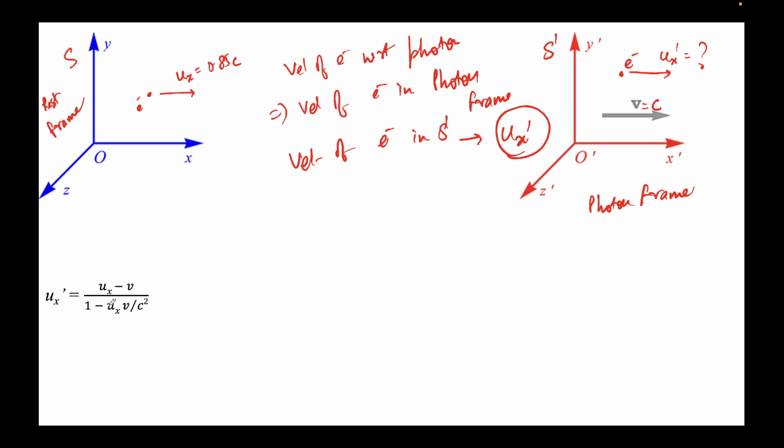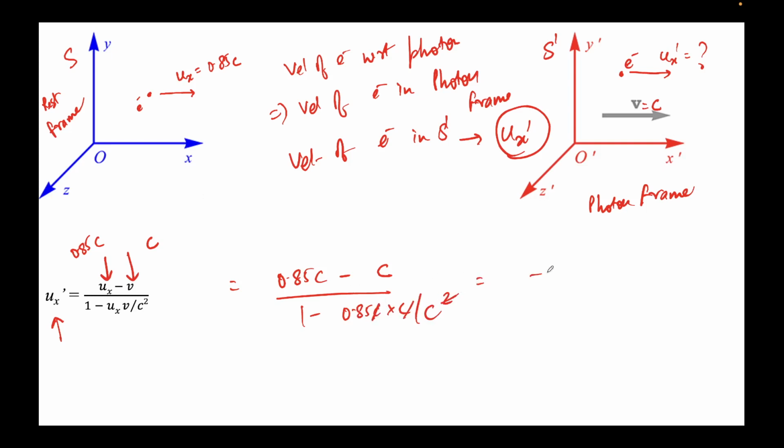We know the formula of ux prime, which is written here. Note, ux was the velocity of the object in the rest frame, which is given as 0.85 c. V is the velocity of the moving frame, which is given as c. Ux prime we need to determine. I'll simply plug in the values: ux is 0.85 c, v is c, and 1 minus 0.85 c times c over c squared. The c and this c squared cancel. In the numerator you get minus 0.15 c, in the denominator you get 0.15, because 1 minus 0.85 is 0.15. You get minus c.